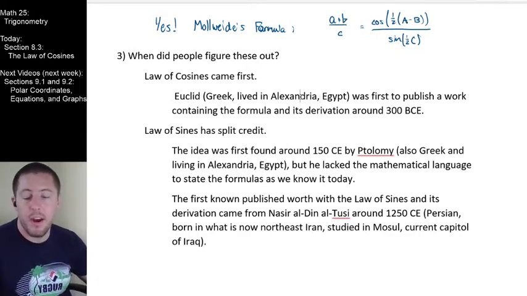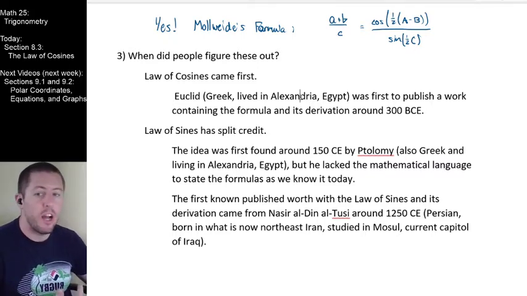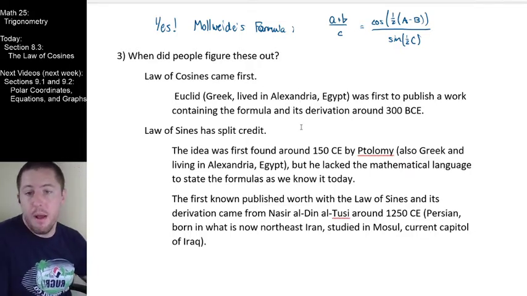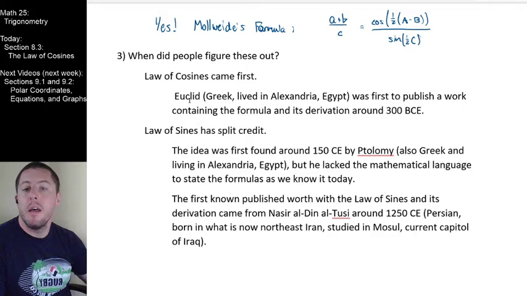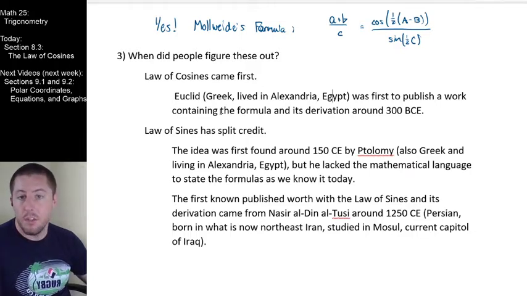I know that a lot of people are at least vaguely familiar with the Library of Alexandria. That was for hundreds of years the center of all human knowledge for a long time. And I'll get to a brief story about that here in my third paragraph down here. But in any event, Euclid was a Greek dude who lived in Alexandria, Egypt. He was the very first person to publish any mathematical work that contained the law of cosines. And that was around 300 BCE, right? So 2,800 years ago that this was happening there.